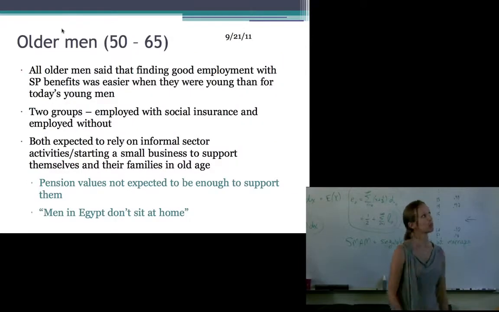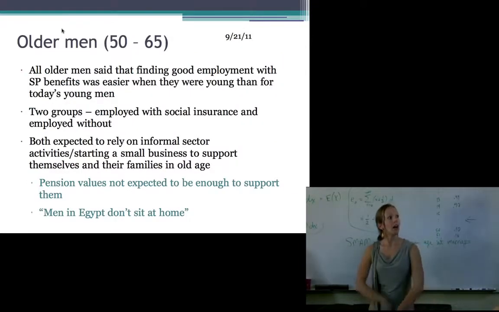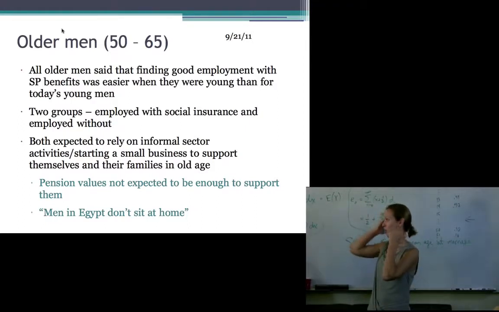The men, there's less variation here. All of the men, old and young, had this definite view of the good old days back in the 70s or 80s when everybody could get a job right after graduating. They waited for their appointments. They have stable public sector jobs. Most of them also have informal jobs on the side. The public sector is very secure, but it doesn't pay that much money.